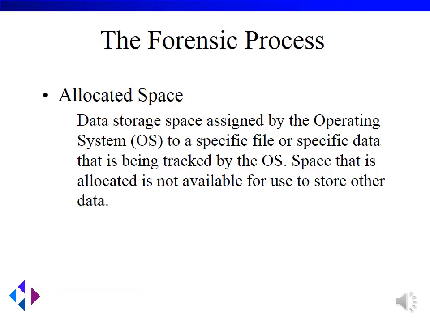What is allocated space? Well, allocated space is data storage space assigned by the operating system to a specific file or specific data that is being tracked by the OS. Space that is allocated is not available for use to store other data. In other words, as you create a file on a hard drive, the OS will go out and allocate sectors to that file. That would be considered allocated space. Allocated space is created from unallocated space.